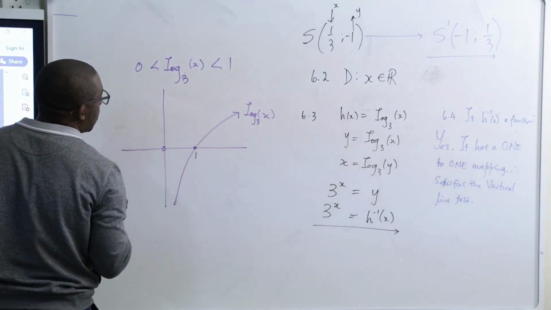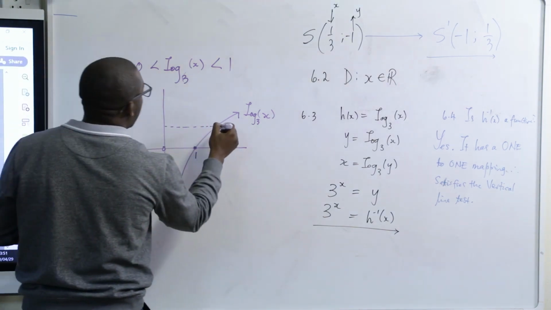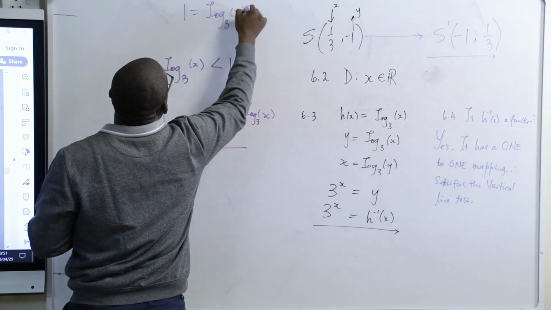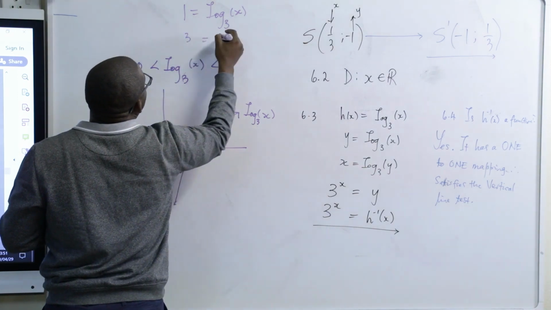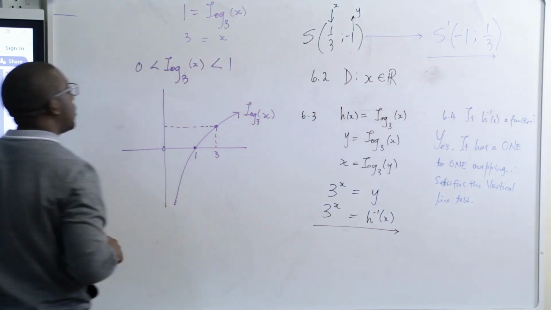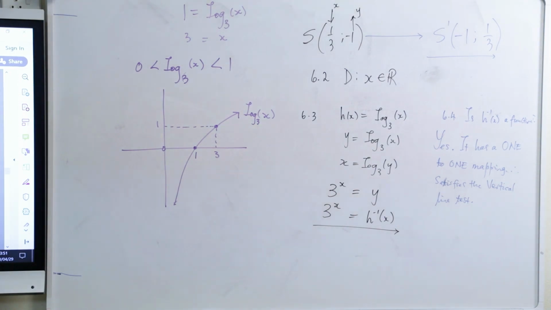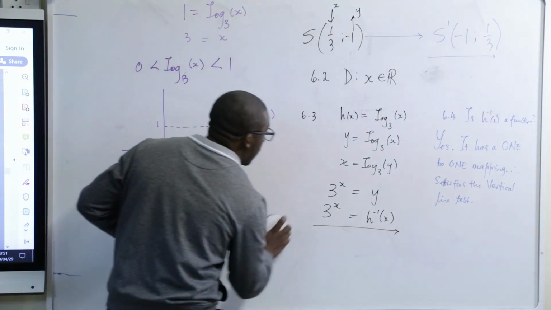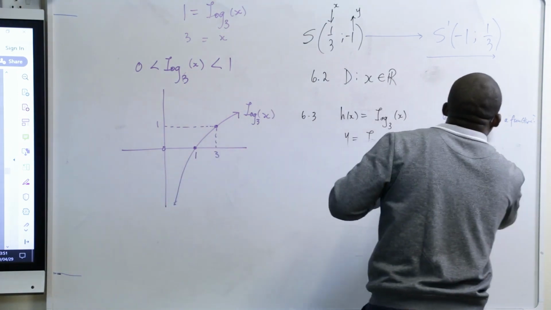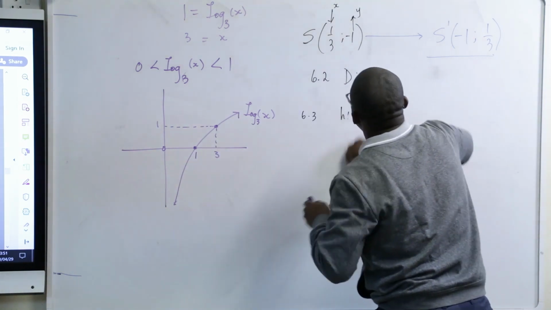0 up to 1, here is 0, then 1 here. If it's got a value of 1, it's going to be 1 equals log to base 3 of x. This is going to be 3 equals x. So between 0 and 1 for y, x is between 1 and 3. That's one way to solve it graphically, if you can sketch the function. If you can't sketch the function, let's solve it algebraically. So you can solve it graphically, like I've done, or you can solve it algebraically.